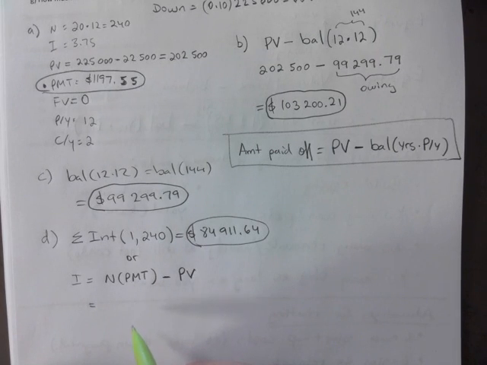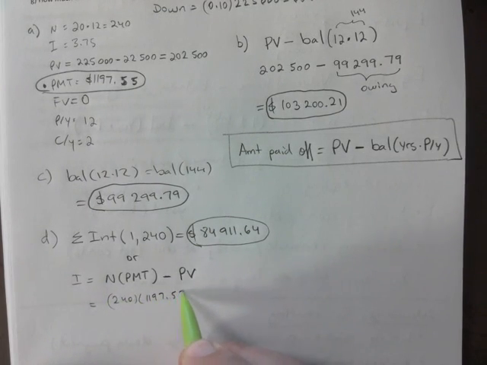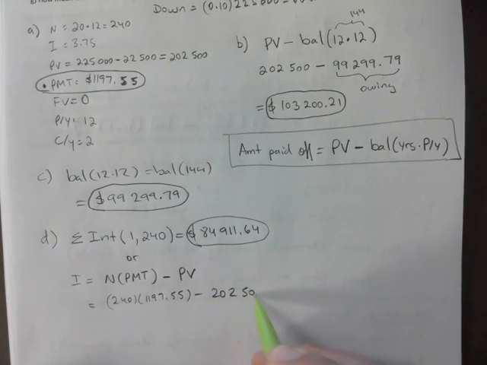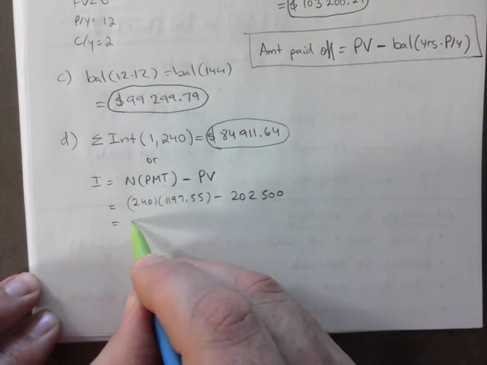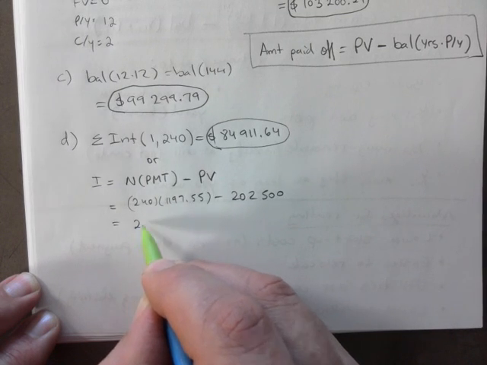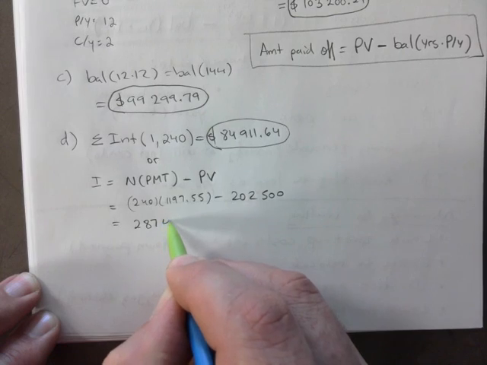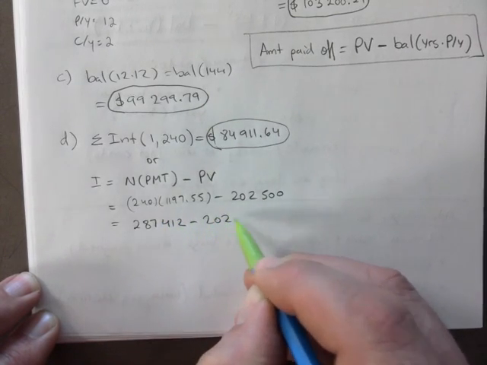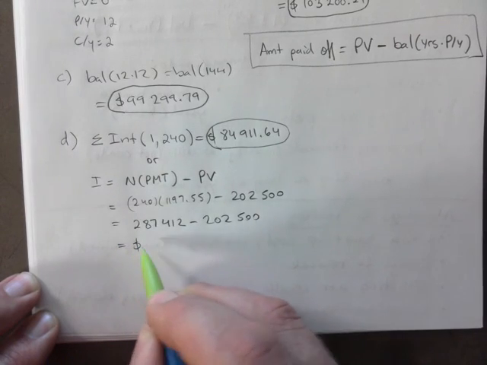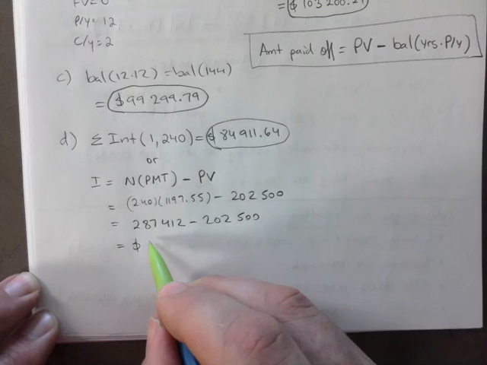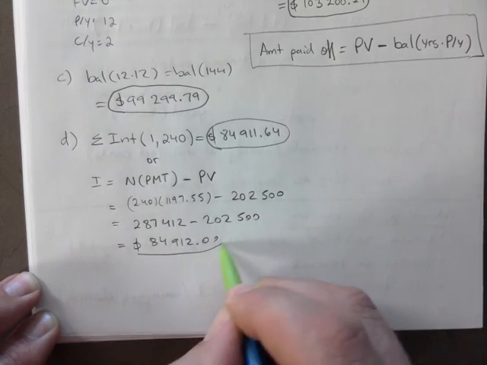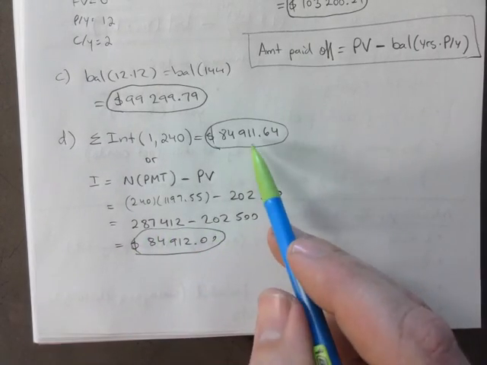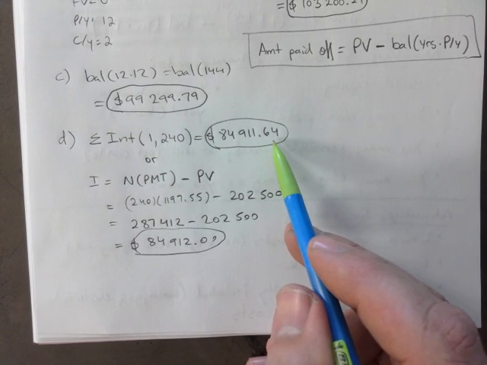Do I have that here? I do. So 240 times 1197.55 minus 202,500. This ends up being 287,412 minus 202,500. And the answer will probably vary a little bit, which it does. This one is exactly 84,912. So we're off by 36 cents.